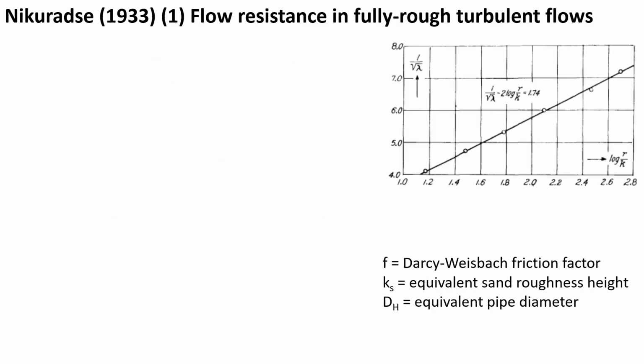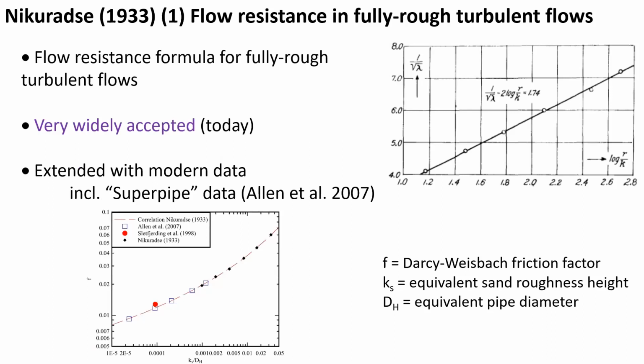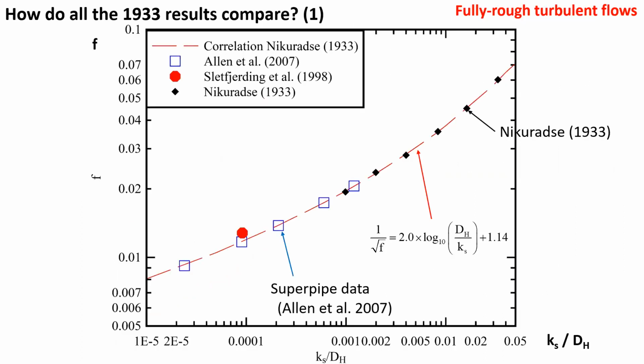The results of Nikuradse in terms of the flow resistance were first presented in this form of graph for fully rough turbulent flow, whereby the flow resistance was a function only of the relative roughness height, a result widely accepted today and which has been extended. Indeed, if we look at a presentation of the same dataset with the Darcy-Weisbach friction factor on the vertical axis and the relative roughness height on the horizontal axis, we can see the dataset of Nikuradse, 1933, together with a correlation that he proposed, and more recent experimental data, including superpipe data.